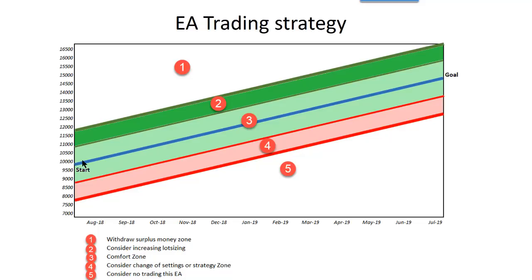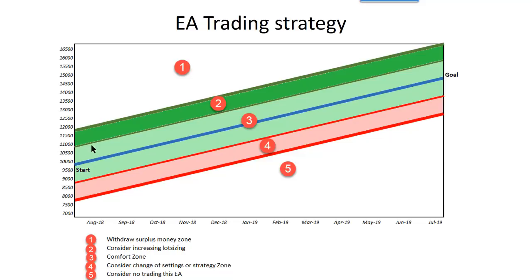So as long as the account balance stays in there, and when I say account balance, I'm actually referring to account equity, because account equity includes closed trades as well as open trades. So you should always be looking at your account equity when you are talking about these kind of things. So as long as your equity stays within this light green band, no need to panic. You just set and forget and let it run.